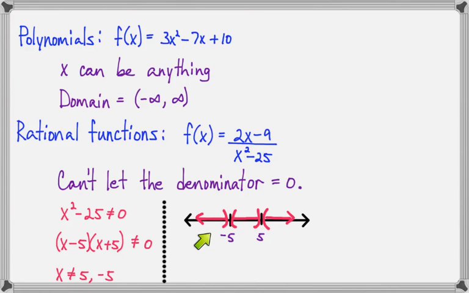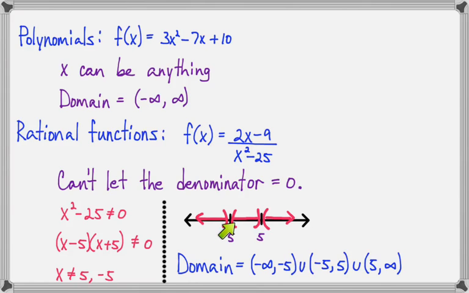Now, we have to write an interval for each one, so it will be negative infinity to negative 5, union negative 5 to 5, union 5 to infinity. And you see that just leaves out the negative 5 and the 5, and it includes all the other numbers.